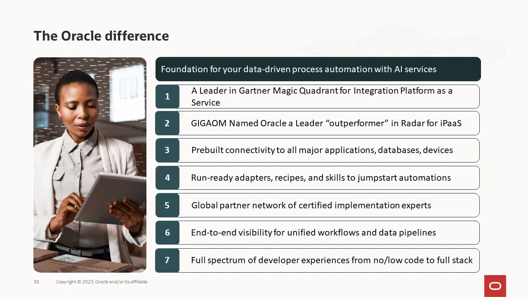To summarize, Oracle is a leader in the Gartner Magic Quadrant and at GigaOm. We provide pre-built connectivity for SaaS applications, databases, and technology adapters, and you can also build custom applications and integrations with REST and SOAP. To speed up the process, we offer certified adapters and recipes, and our partners provide you services across the world.